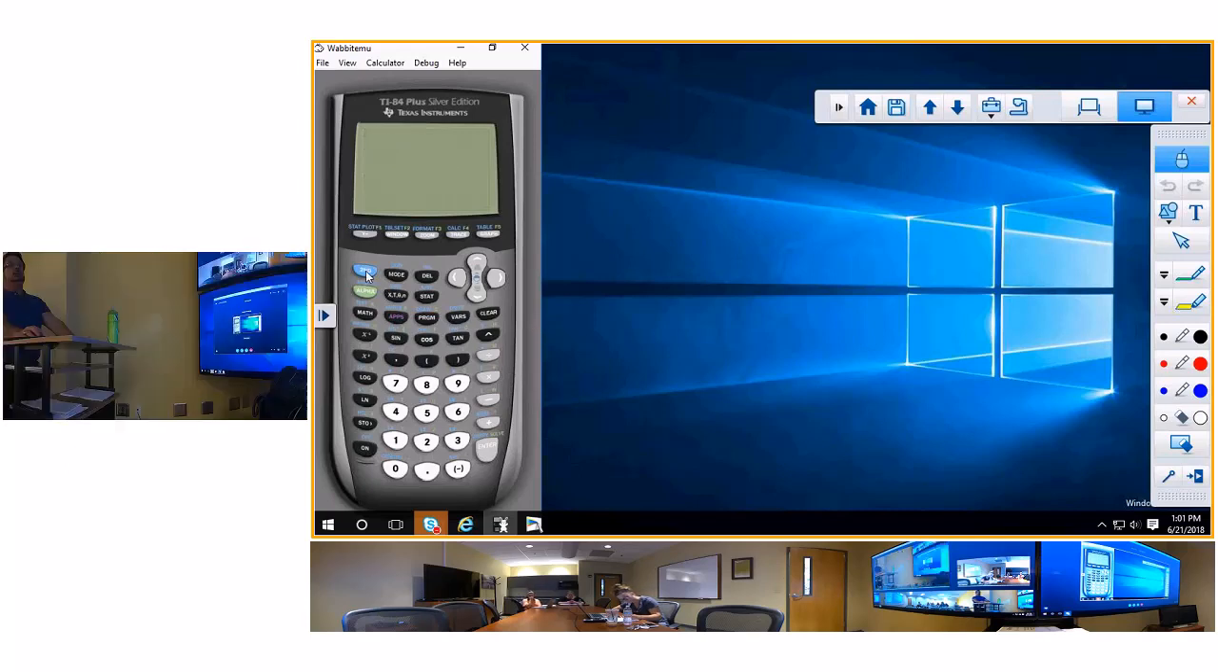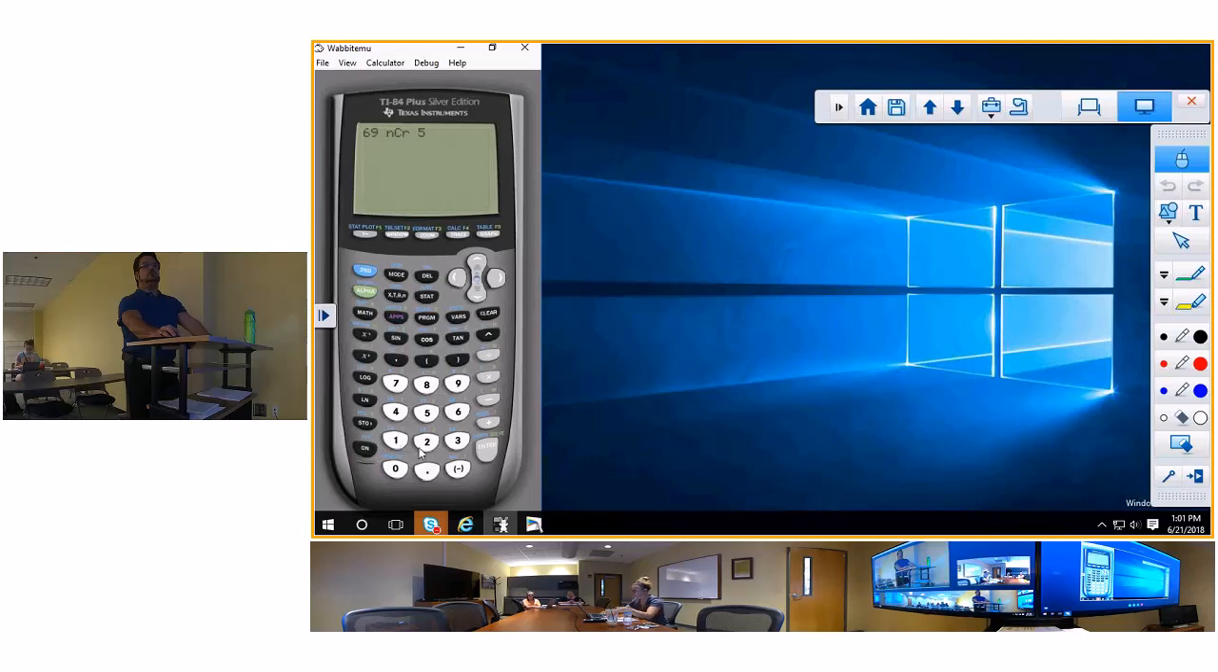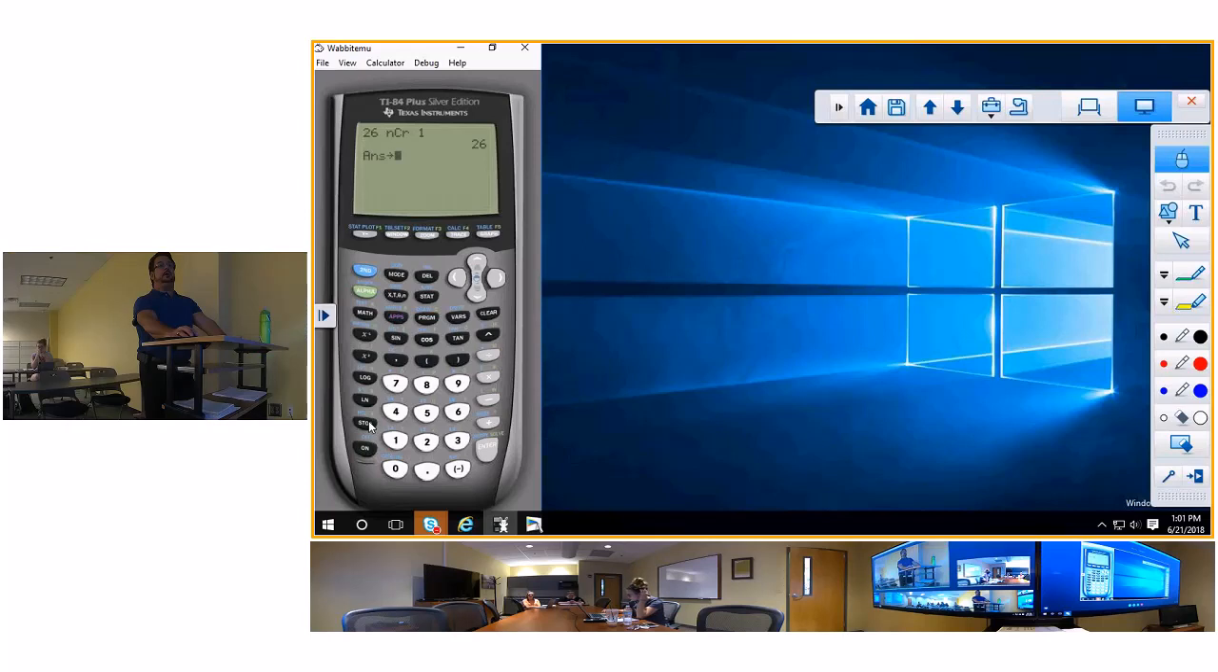Now I hit second entry, and I change it to 26. Combination of what? 1, which would be 26. And I'm going to store that, and alpha what? What comes after A? B. And now, I'm going to say 1 divided by, parentheses, alpha A times alpha B. And hit enter. And there is my probability.